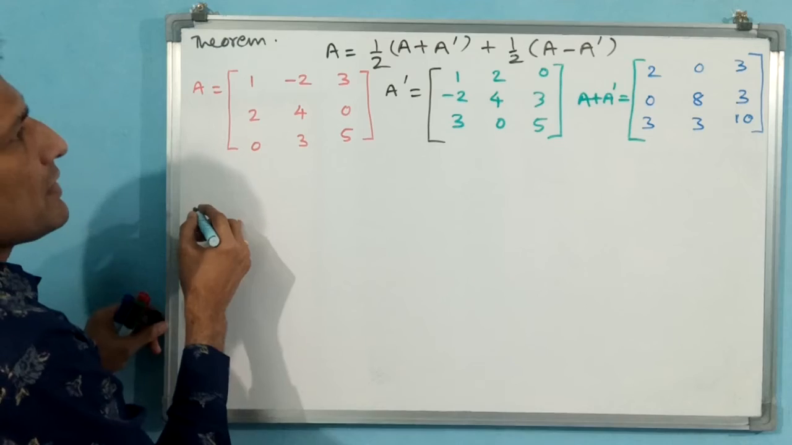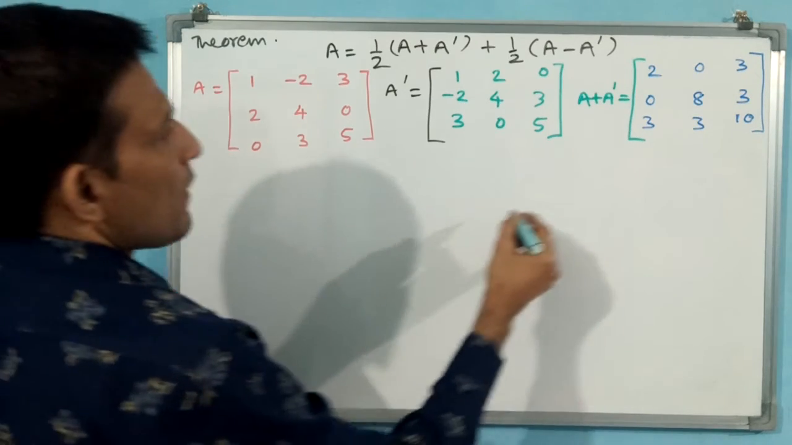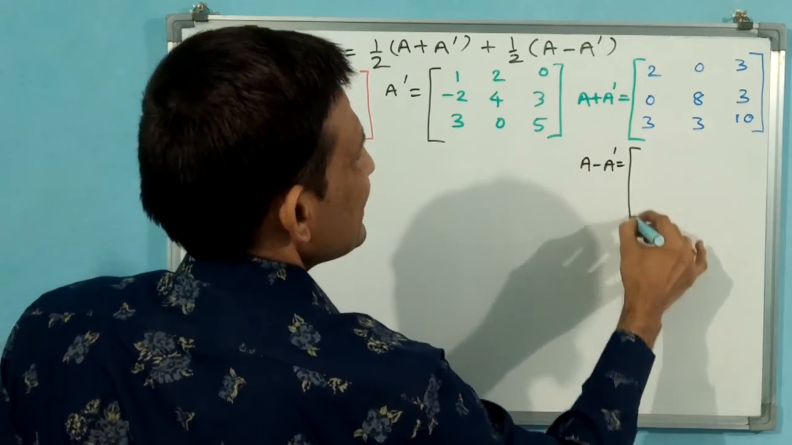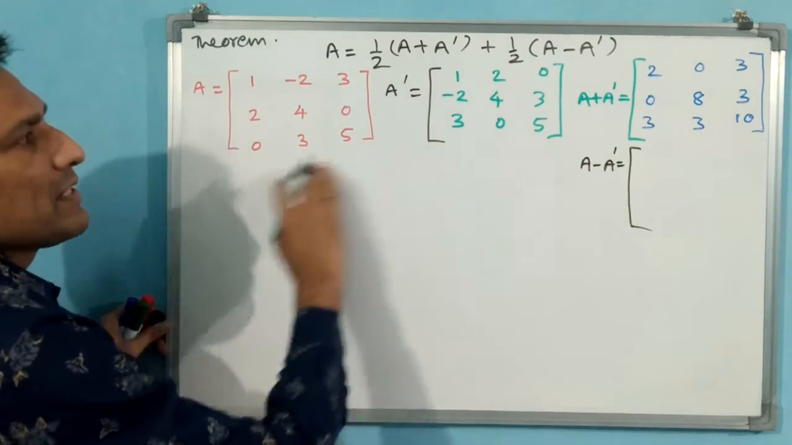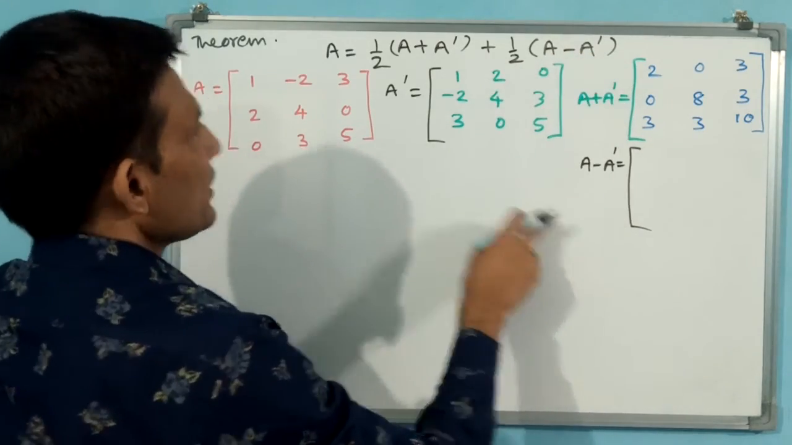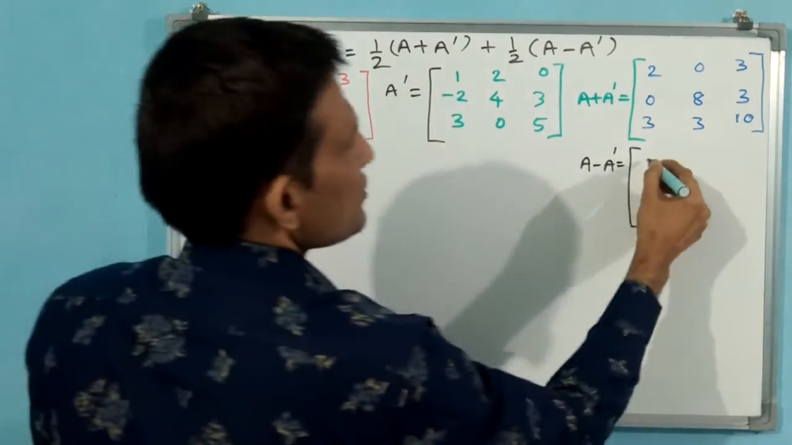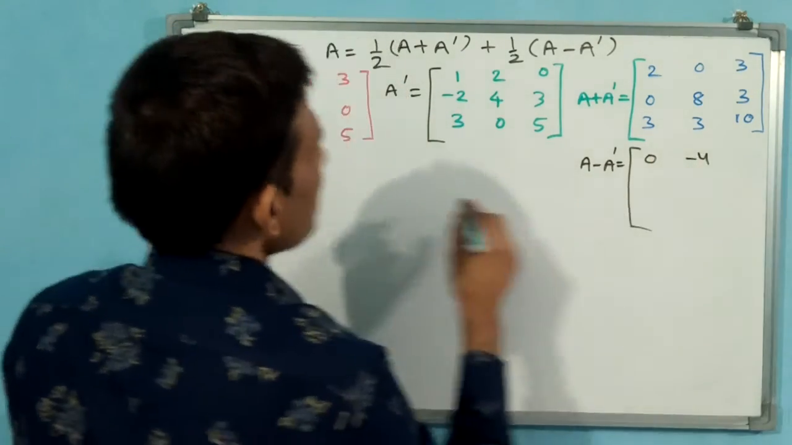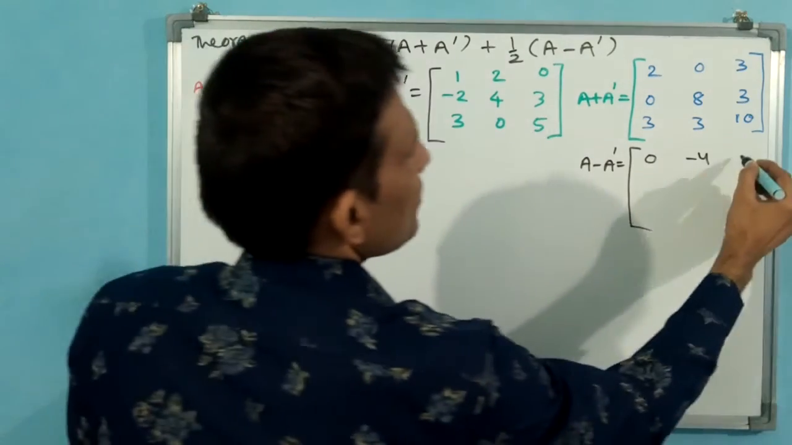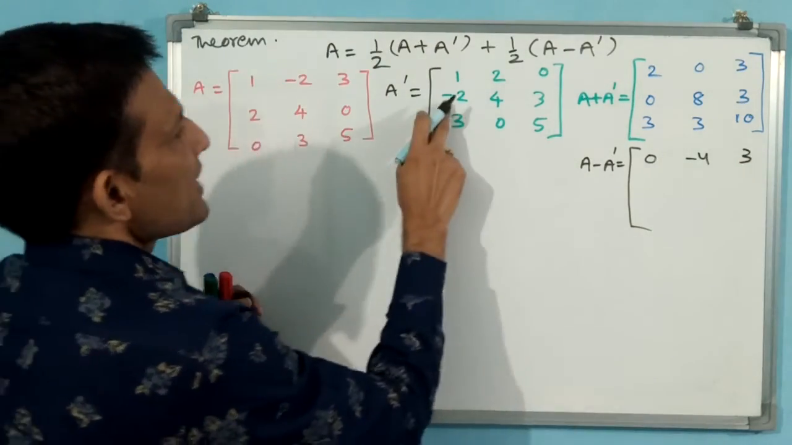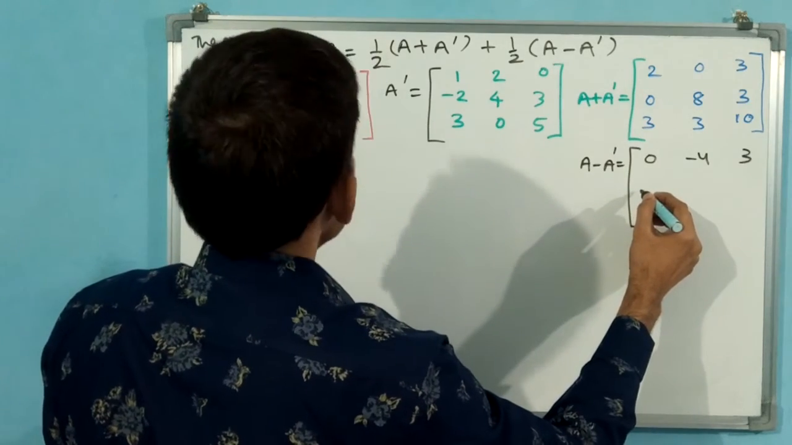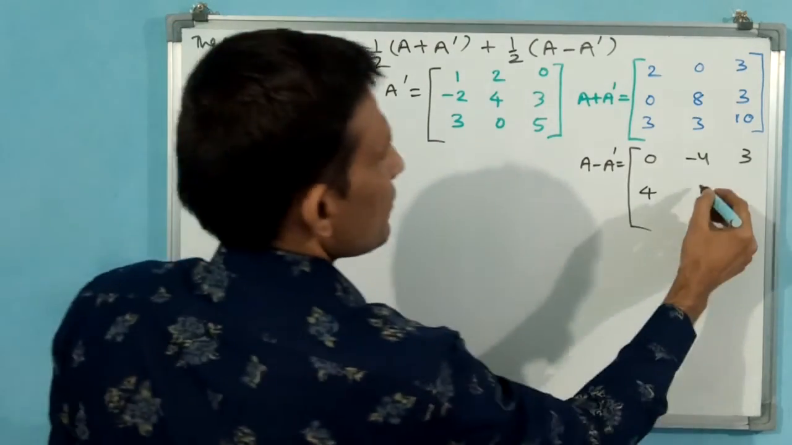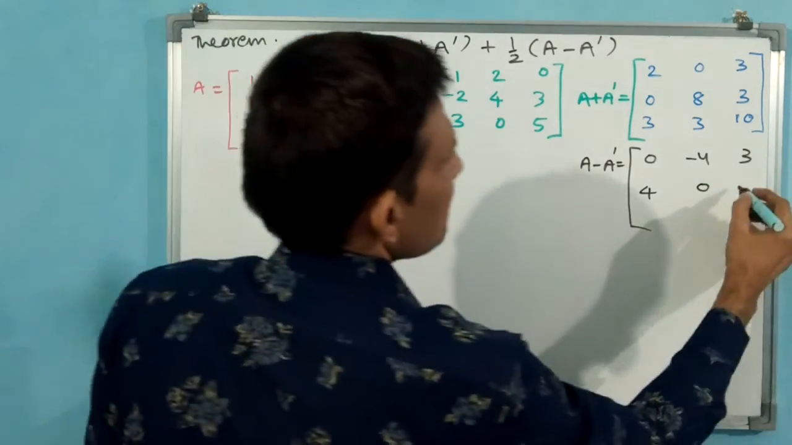Let me first find this one. A minus A transpose, I am going to make here only. A minus A transpose is equal to: because you have A transpose here, you are doing A minus A transpose. You see, 1 minus 1 is 0. Minus 2 minus 2, minus 4. 3 minus 0, 3. 2 minus of minus 2, plus 2, 4. 4 minus 4, 0. 0 minus 3, minus 3.